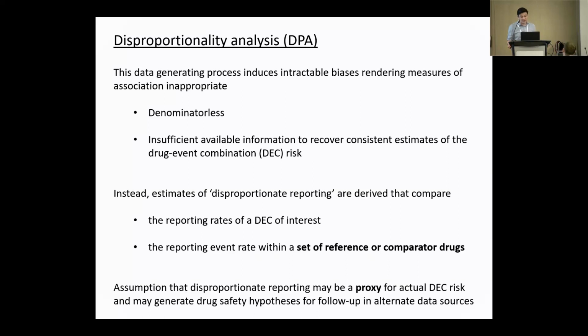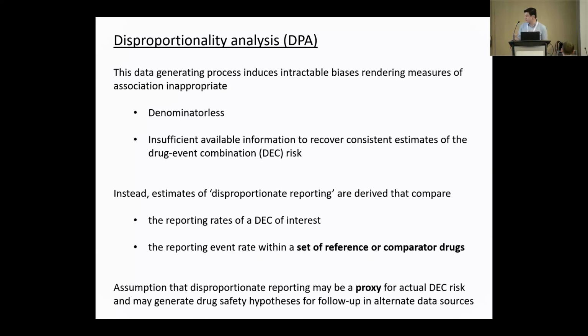So instead, what we tend to do is estimate disproportionate reporting rates, where we compare the reporting rates of the drug event combination of interest against the reporting rates of the event within some comparator set. And the assumption here is that heightened disproportionate reporting is a proxy for actual risk, which can then generate a drug safety hypothesis for follow-up and alternate data sources.